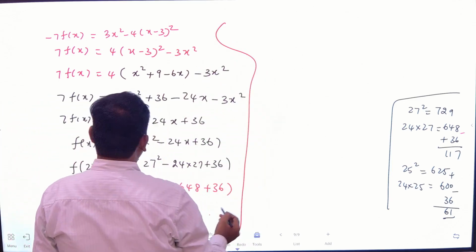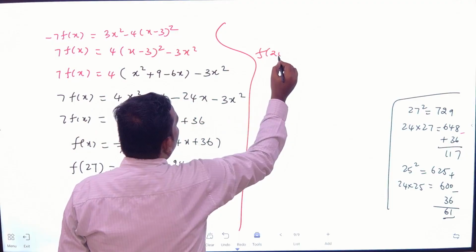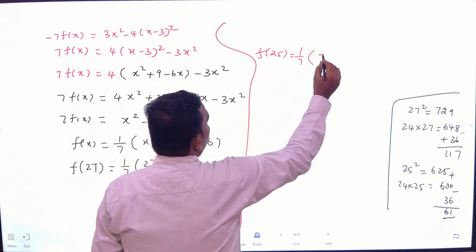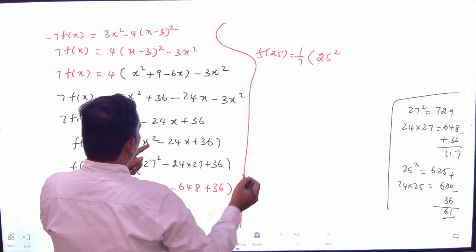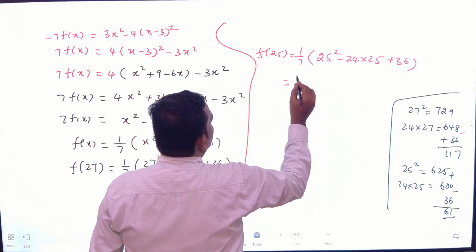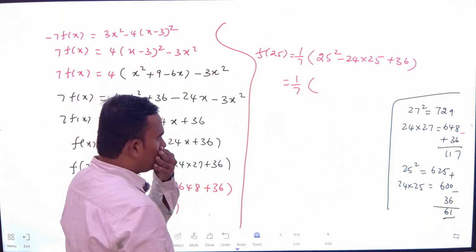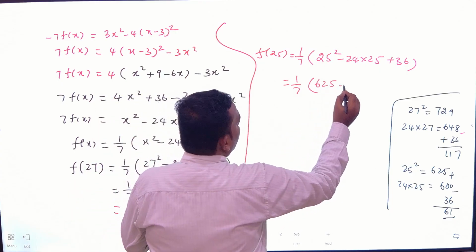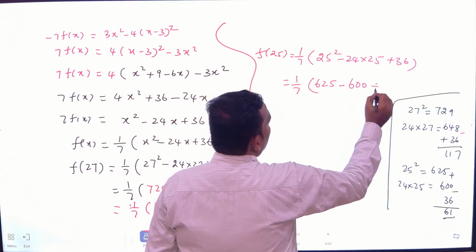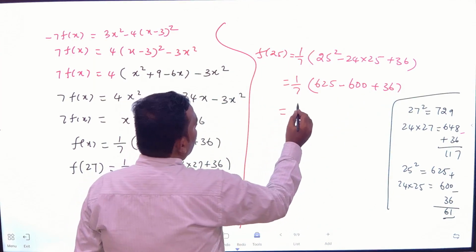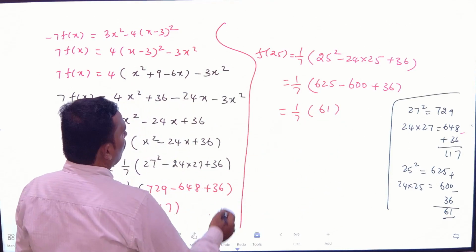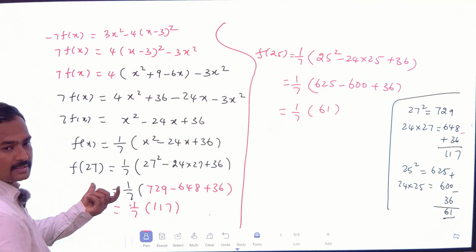And the second thing, you need to calculate f of 25. So 1 by 7 times 25 square minus 24 into 25 plus 36. 25 square is 625, minus 24 into 25 is 600, plus 36. The total answer will be 61 by 7. So we got f of 25 and f of 27.